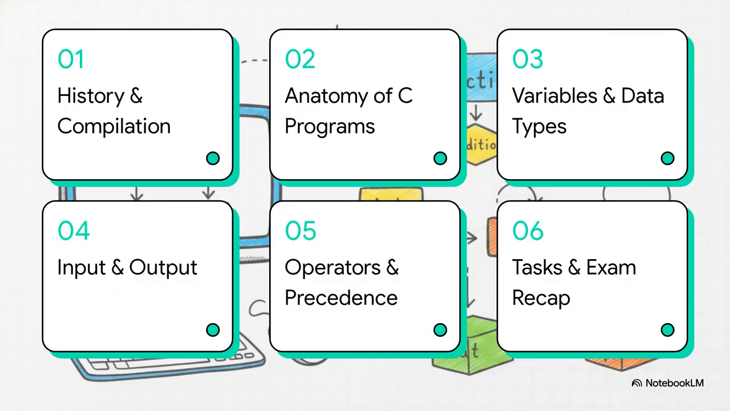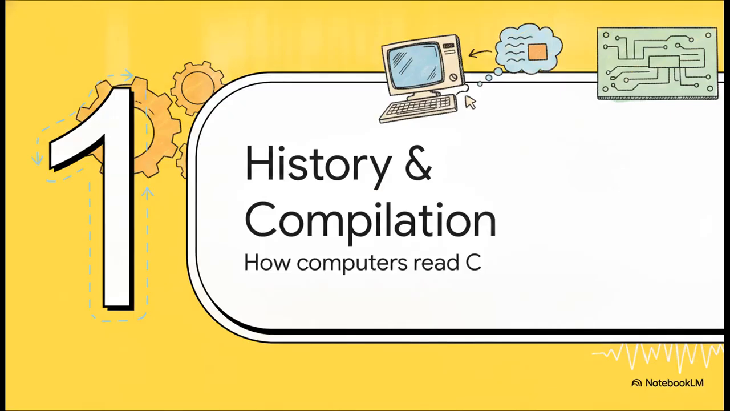All right, here's our roadmap for this explainer. We'll be hitting 1. History and compilation stages, 2. Anatomy of C programs, 3. Variables and data types, 4. Input, output, and formatting, 5. Operators and precedence, and finally, 6. Tasks and exam recap. Okay, let's kick things off with Section 1, History and Compilation Stages.